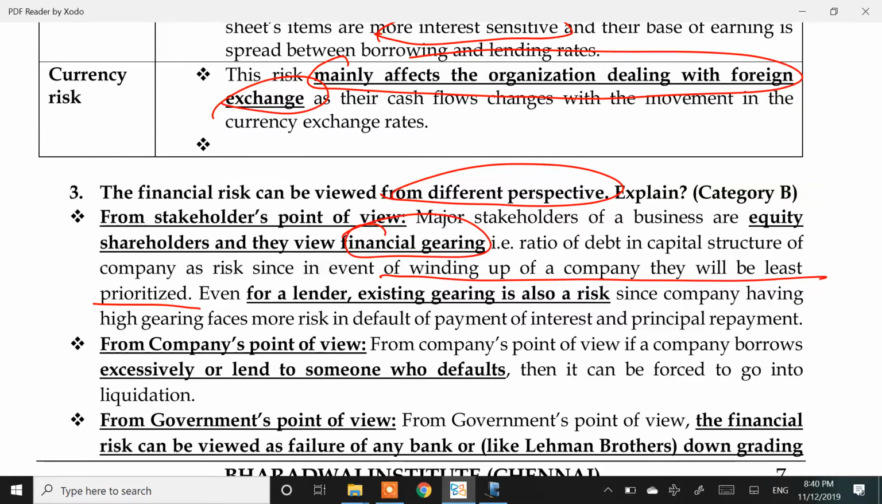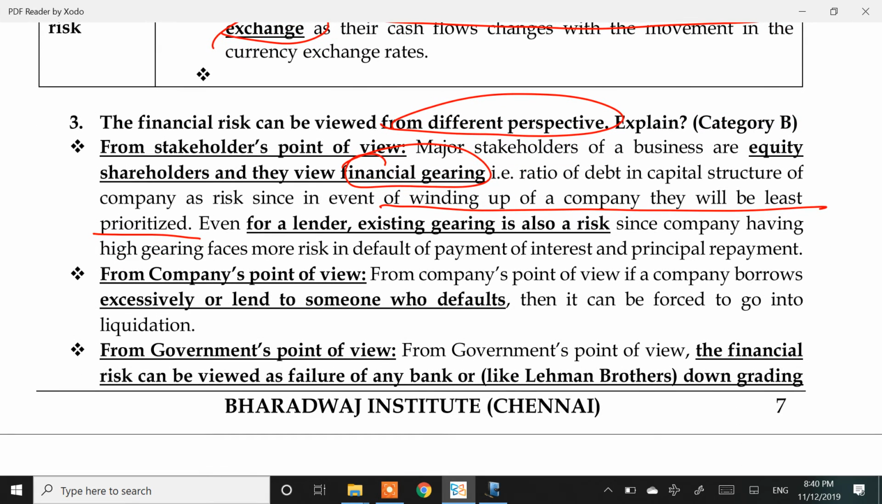Even the lender who gives loans will also be bothered about the existing gearing, because if the gearing is very high, there's a high likelihood of default of principal and interest. From a company point of view also, we see the same thing. There are two ways: if I borrow excessively or lend to someone who defaults, which is basically counterparty risk, then I can be forced to go into liquidation. From a government point of view, if there is a failure of any big bank or a downgrading of any financial institution, that can lead to distrust among society at large.